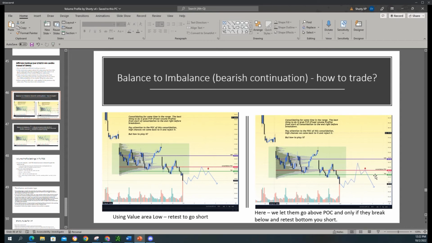One thing that you have to consider here is the POC and value area low are very close, and you have to be really quick on profits if you're shorting. Some more risk averse people would take this scenario here. Even if it pops above, reclaim, short a retest of value area low. And what happens if you don't get a retest?